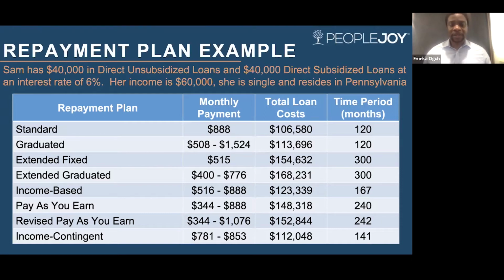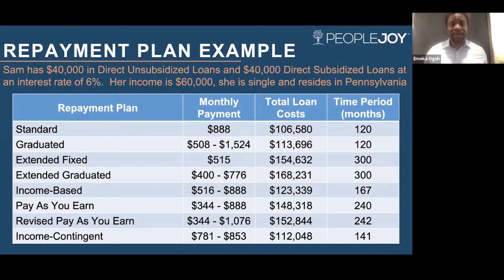If you look lower into this table to the income-driven repayment plans, you'll see, for example, with the revised pay-as-you-earn, she starts off paying $344 a month, so really low. But by the end of her loan, she's paying $1,076 a month, and she's paying this over 20 years because we're stretching out her loan and it's tied to her income, and she's going to be paying close to $152,844 back based on that plan.